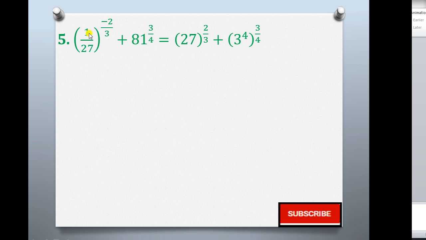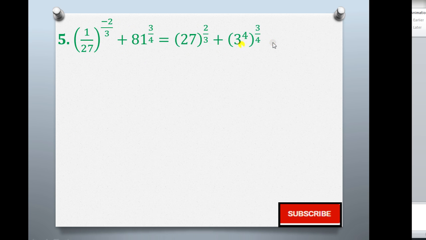Now, question 5 wanted us to evaluate (1 over 27) to the power negative 2 over 3, plus 81 to the power 3 over 4. Now, what we're going to do here to make life easy is to simply take the reciprocal of this value here, and that will be 27 over 1, which is the same as 27. But once you take the reciprocal, then the sign of the power has to change. Now that it is a negative, it now changes to a positive. Then we also look at 81. Now 81 can be expressed as a power of 3, and that is the same as 3 to the power 4.